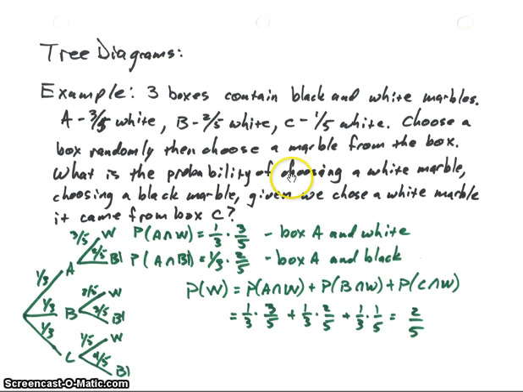What is the probability of choosing a white marble? Also, what is the probability of choosing a black marble? And then finally, given we chose a white marble, what's the probability it came from box C?